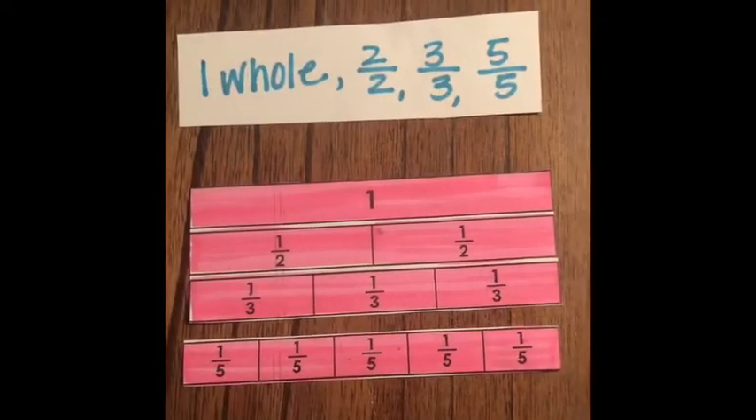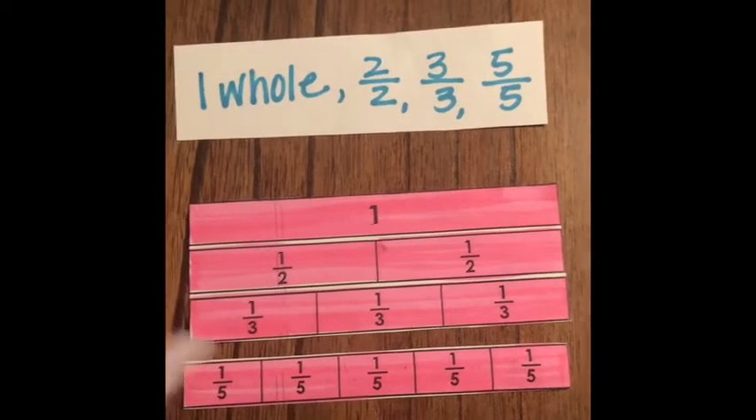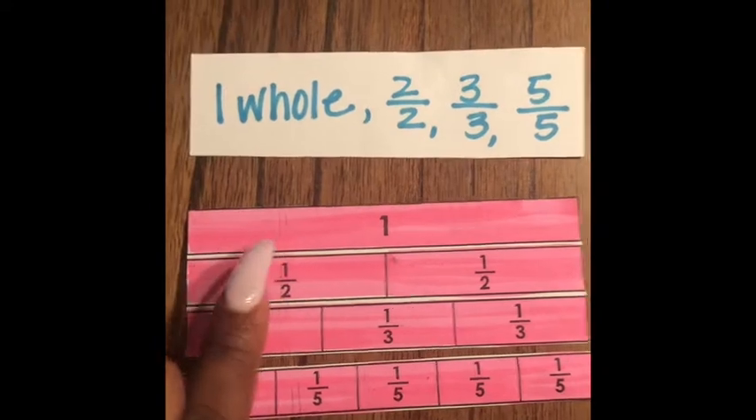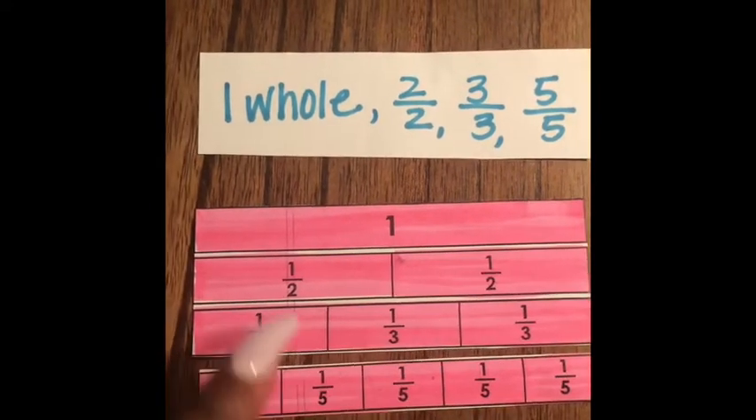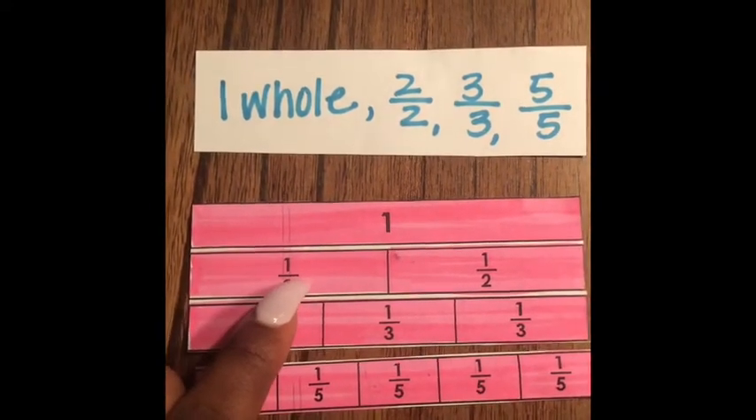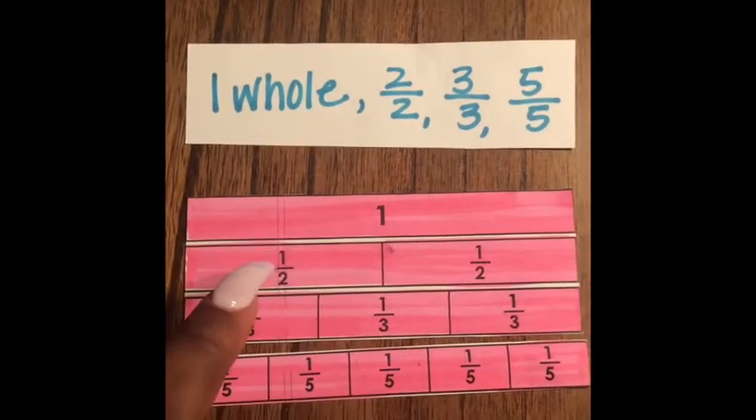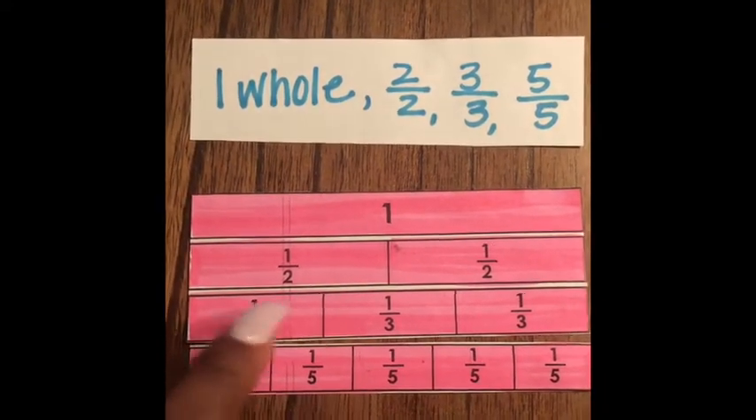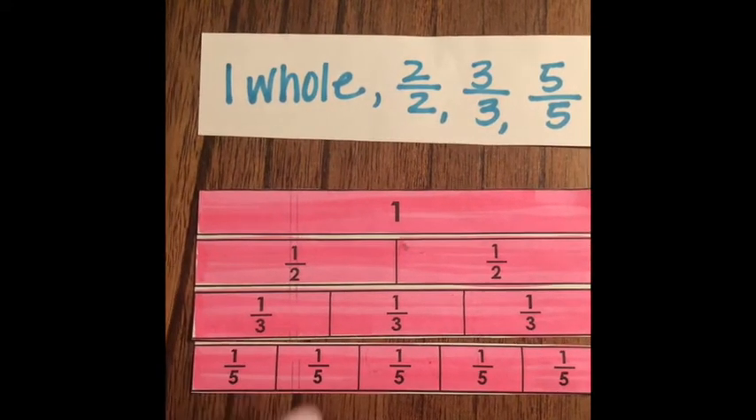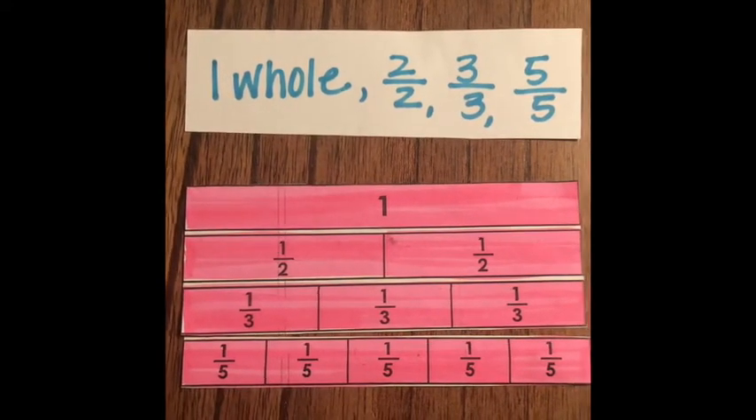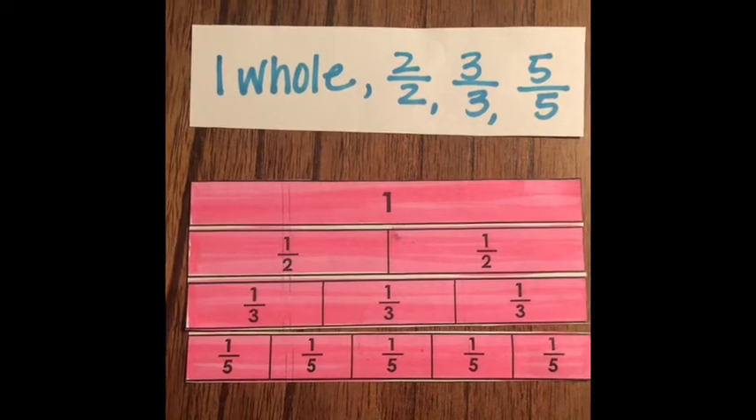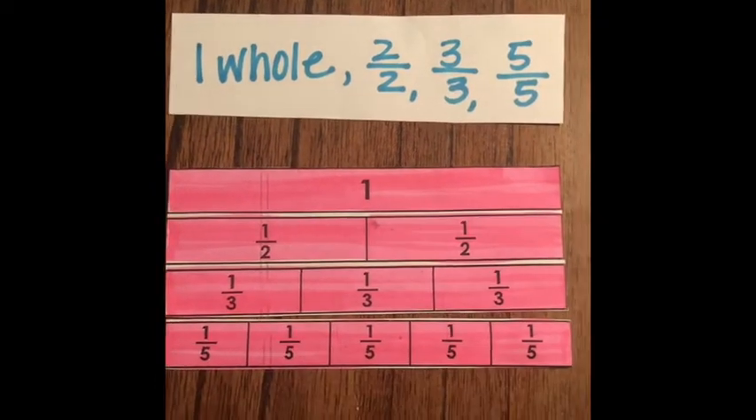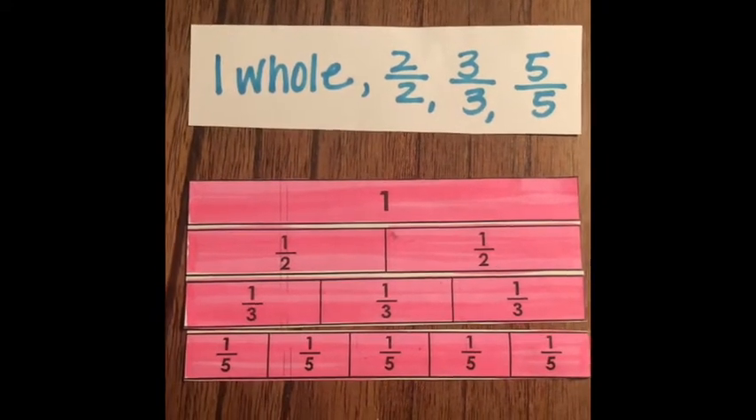Our first example of equivalent fractions is what is equivalent to 1 whole. And so we have 1 whole, and then we have 2/2. Then we have 3/3, and 5/5. And so here we have these fractions. They take up the same amount of space on these strip diagrams.